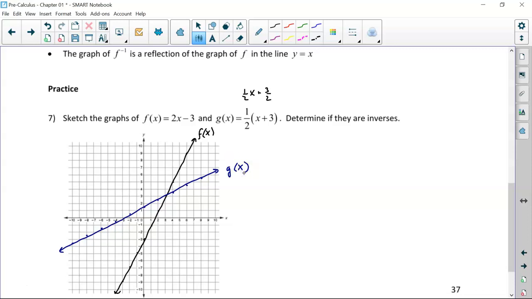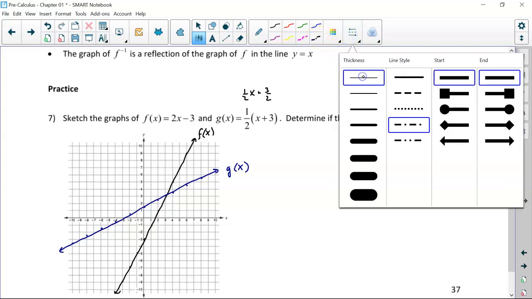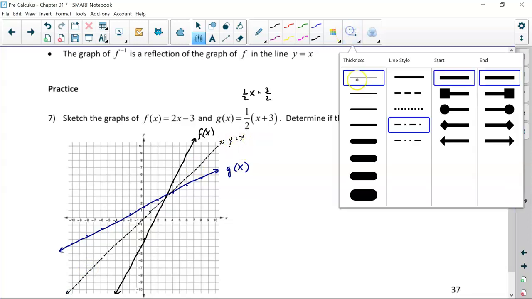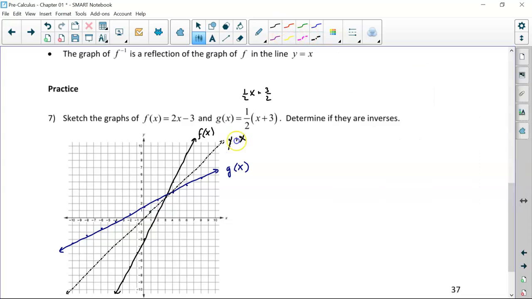Now, what's going to happen here is that these two lines are going to be the reflection along this line, y equals x. So if you were to hold a mirror along this line, y equals x, you would see that you would get the other graph. It's a reflection along the line y equals x. That's what inverses always are.